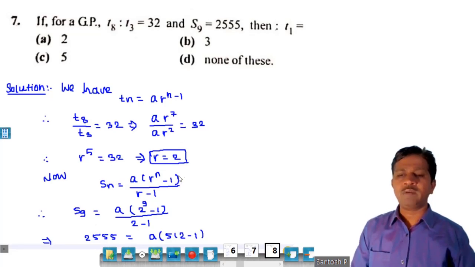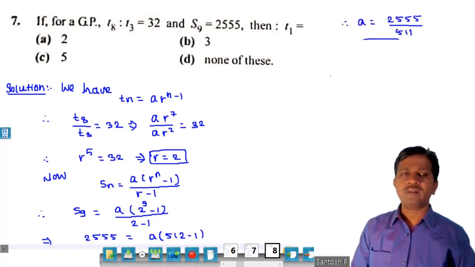In the question, it is given A as it is. This 2 raised to 9 is 512, minus 1, divided by 1. So this is nothing but 511. So A is equal to 2555 divided by 511, which on division gives you A equals 5. So A means nothing but the first term, and therefore T1 equals 5 is the correct answer.